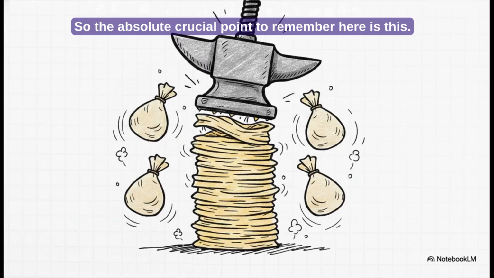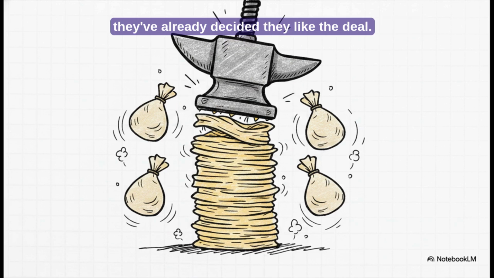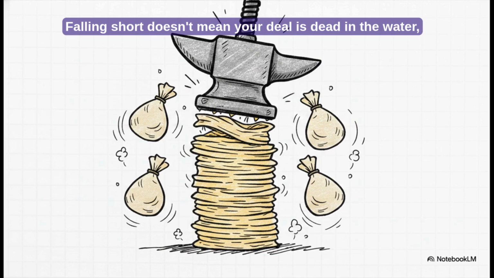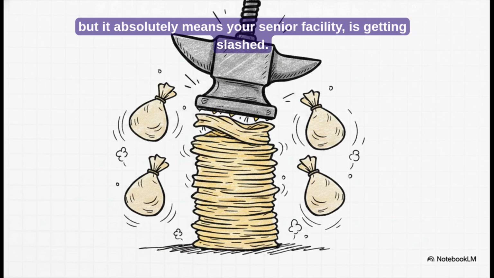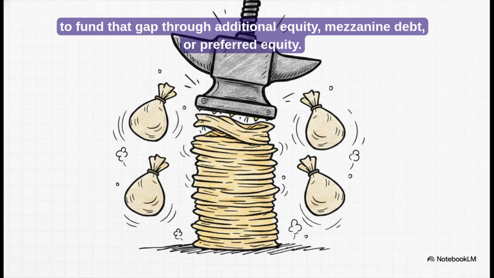So the absolute crucial point to remember here is this. Debt yield acts as a proceeds constraint. It's not a risk score. It doesn't tell a lender whether or not to approve your deal. It tells them the absolute ceiling on what they can advance once they've already decided they like the deal. Falling short doesn't mean your deal is dead in the water, but it absolutely means your senior facility is getting slashed. And that forces you to scramble to fund that gap through additional equity, mezzanine debt, or preferred equity.